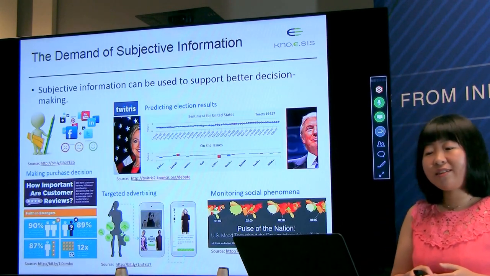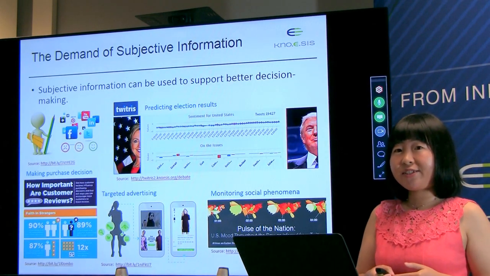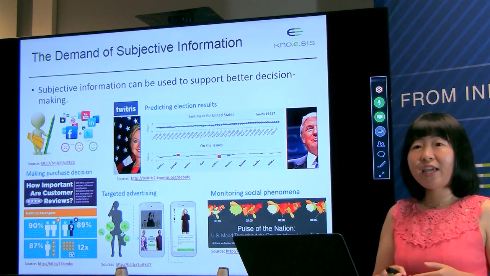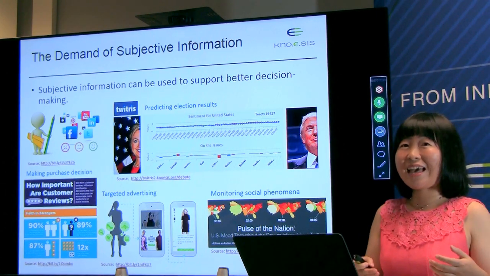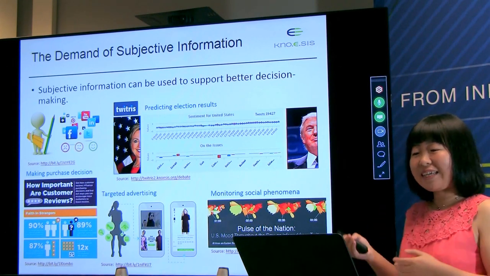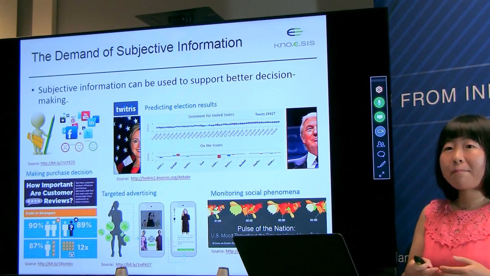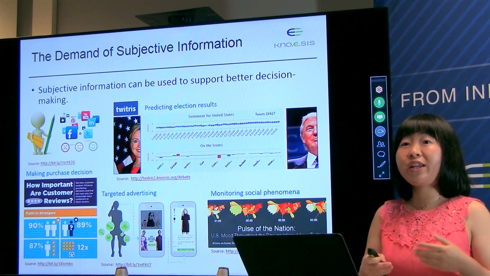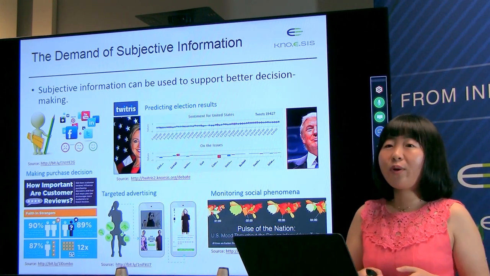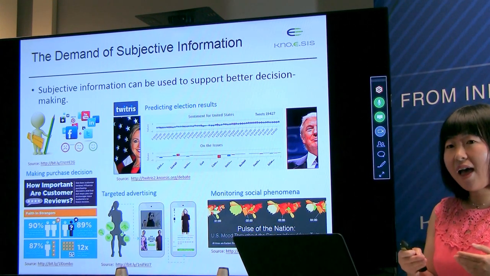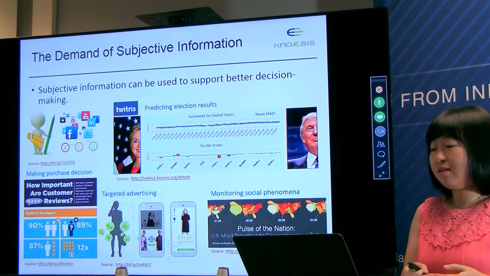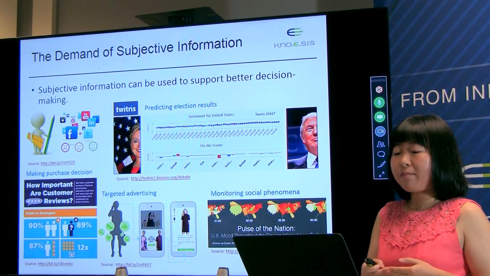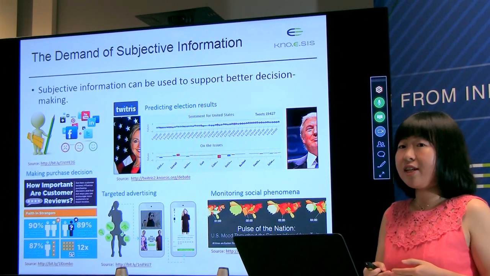This subjective information can be used to support better decision-making, such as using the opinions about election candidates we collected from Twitter to predict election results. Or we can make a purchase decision based on reading reviews from Amazon. Or we can improve targeted advertisement based on the user's preference and intent. We can also use this information to monitor social phenomena such as subjective well-being.